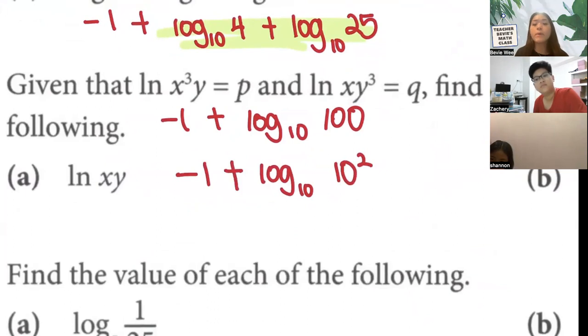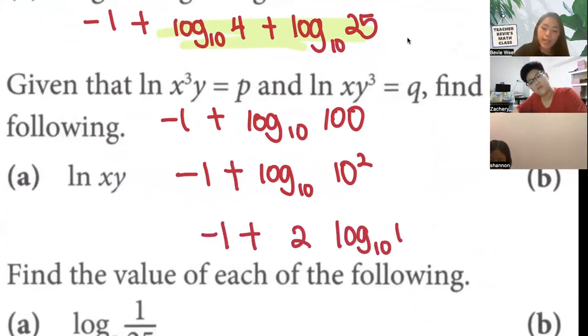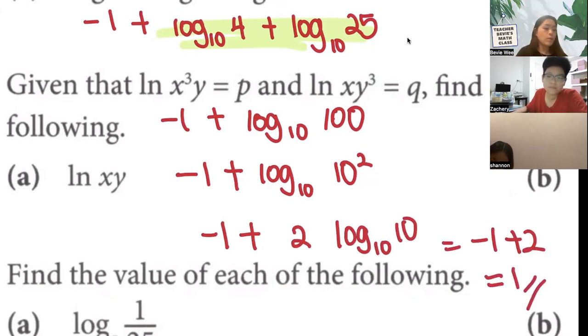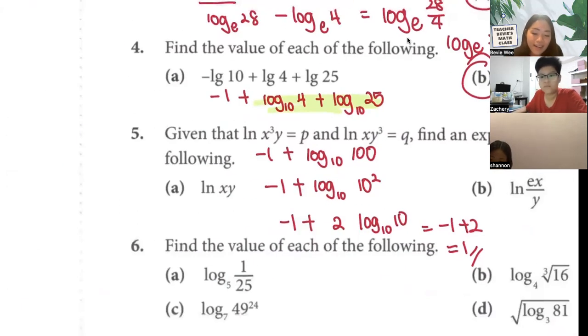From here, the power 2, what to do? Pull to the front, am I right? Minus 1 plus 2 log 10 10. Log 10 10 is 1. So this is minus 1 plus 2, which is 1 whole. Wow, we did one whole chunk just to get to 1. Difficult? Not very, right? This is basically the simple gist of indices, but of course at the back there are more difficult questions.